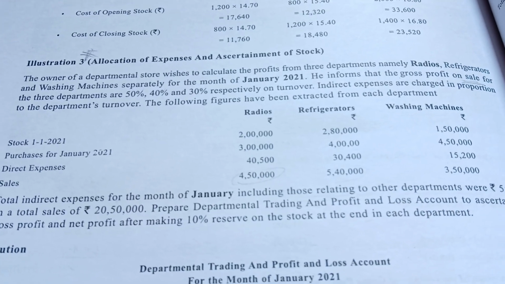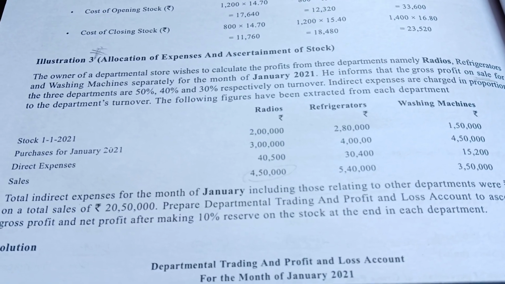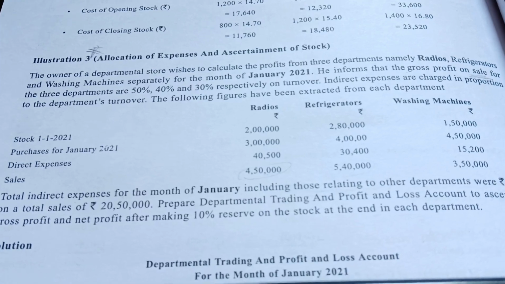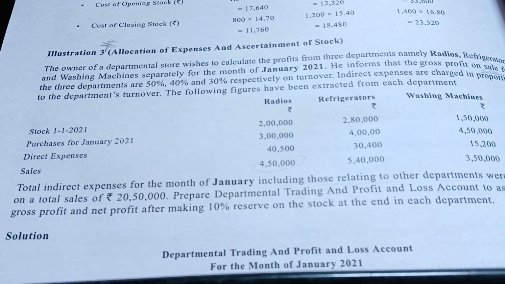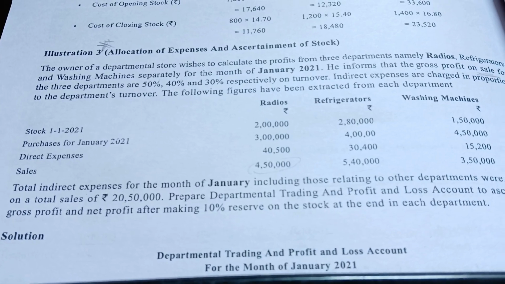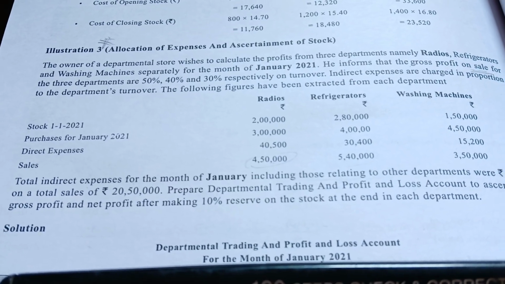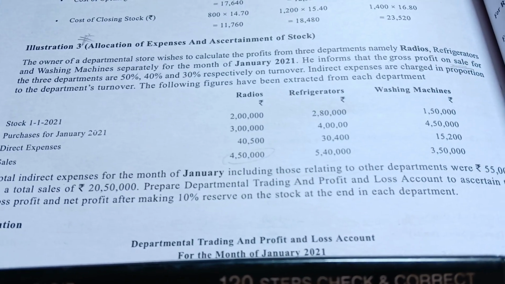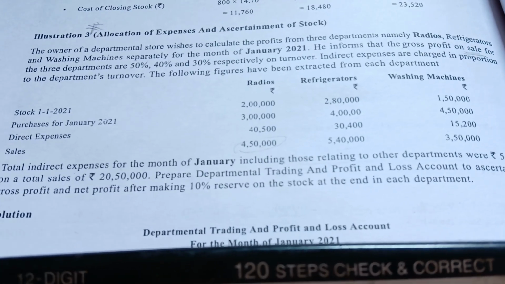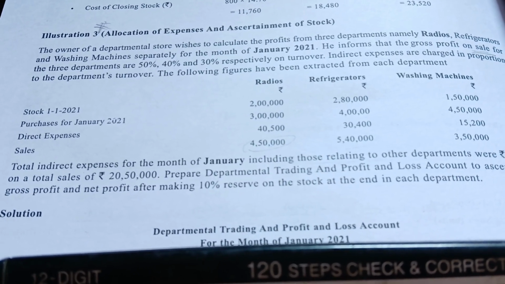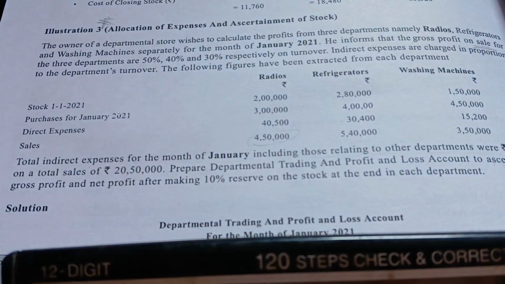Indirect expenses are charged in proportion to the departmental turnover. The following figures have to be accepted from each department. The first is stock dated 1 January 2021 for the radio, which is 2 lakh, for the refrigerator, that is 2,80,000, and for the washing machine, that is 1,50,000. Other items are also given, you can check them.